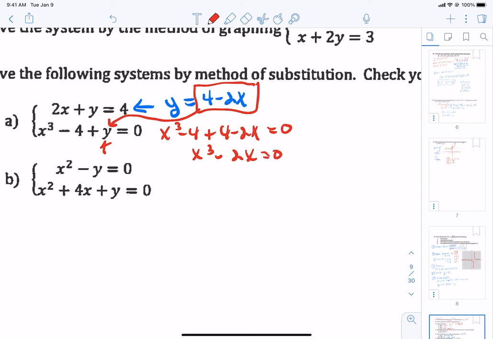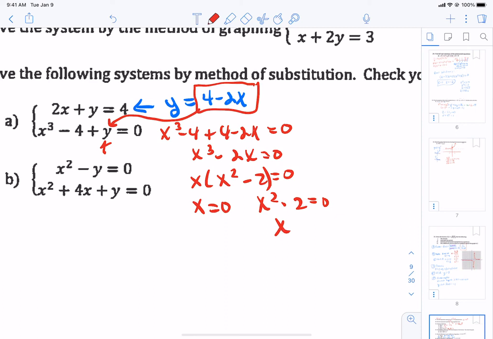Now remember, we're looking for points that they have in common. So you want to find points. To solve it, first get the x's and then plug it back in to find the y's. And so solve this by factoring. So we have 3 points here, 0, positive square root of 2, and negative square root of 2.